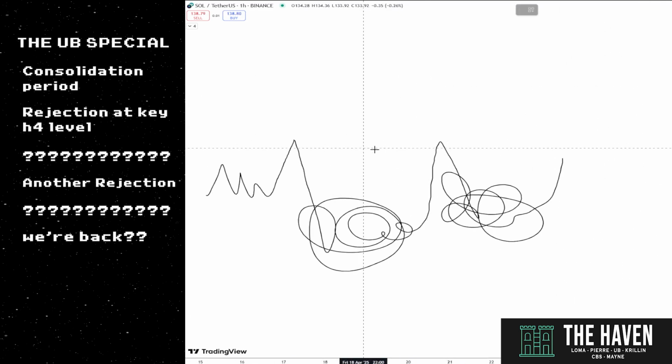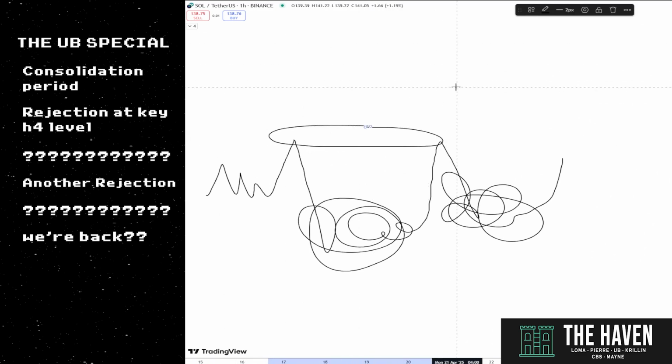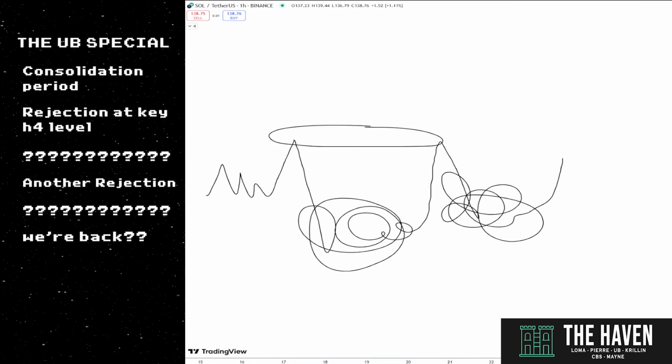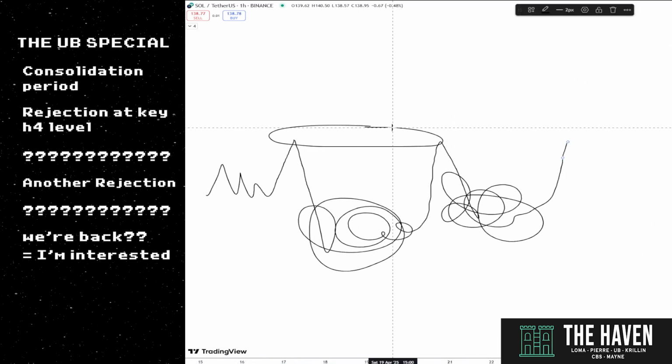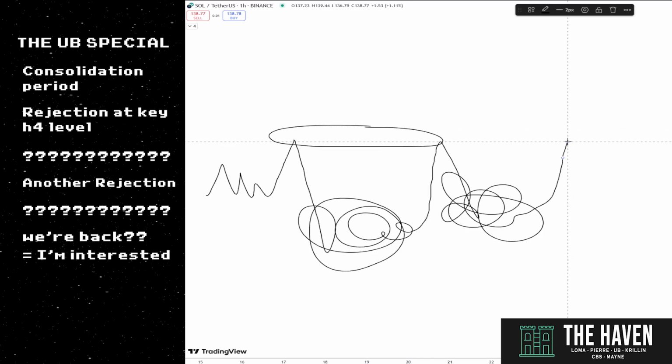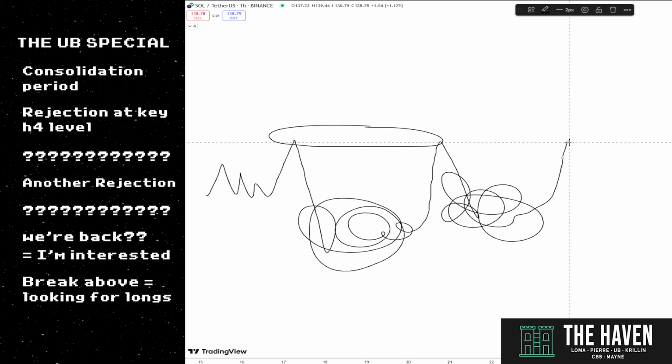Because we have some previous interactions with the level, now that piques my interest. So I'm going to think to myself, okay, this is very interesting. Clearly, this H4 level means something. So if and when price breaks above this level, I'm going to look for a long position.